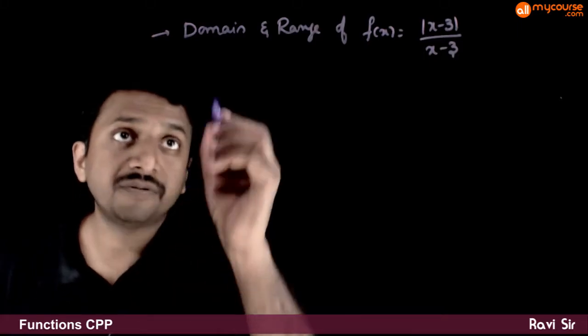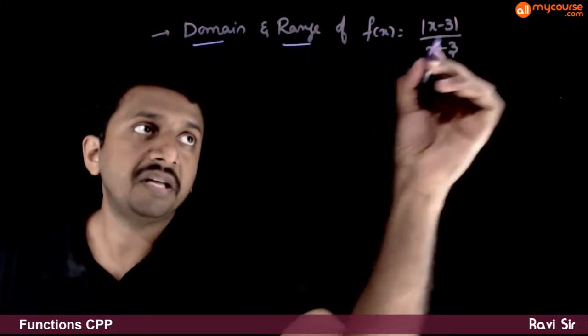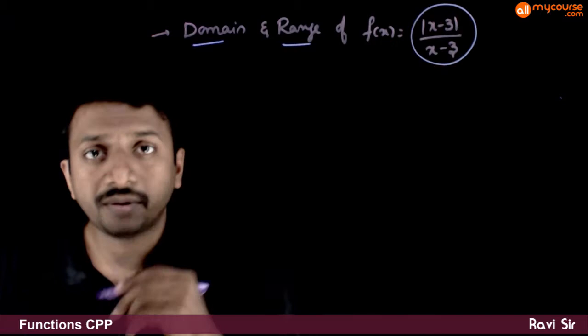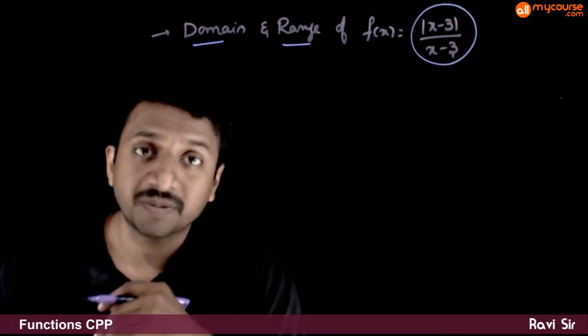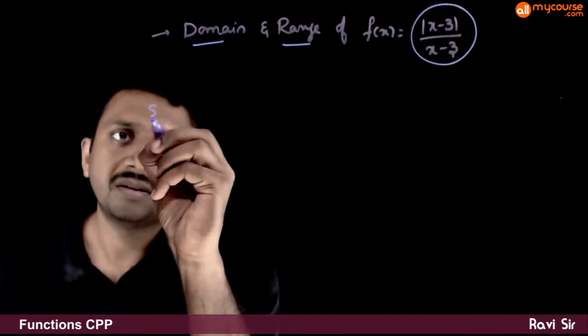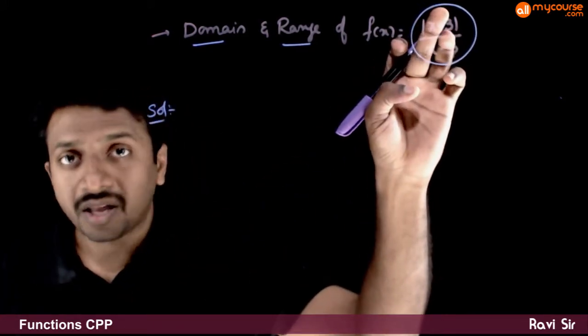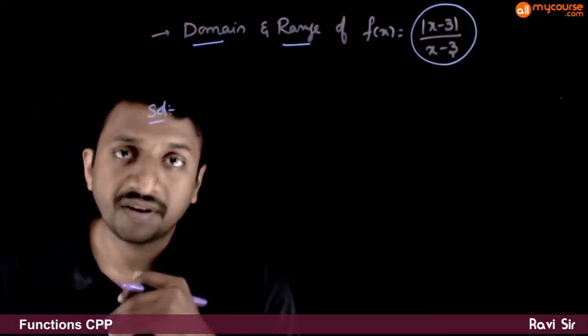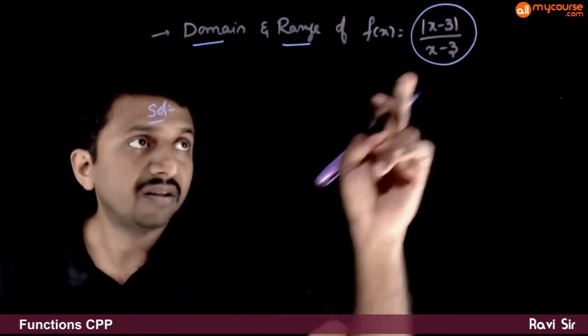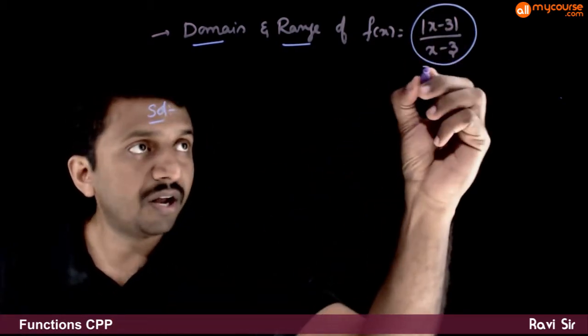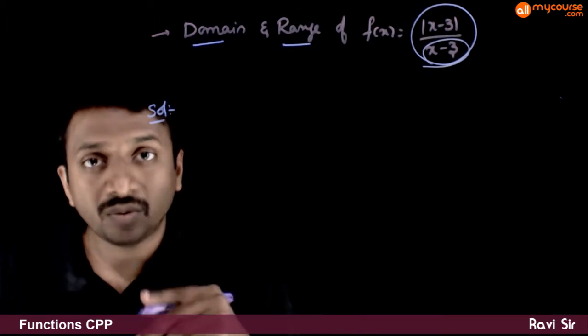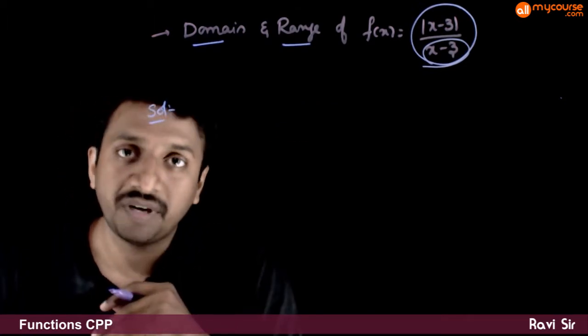In this question you are asked to find the domain and range of f of x is equal to modulus of x minus 3 by x minus 3. So mod x minus 3 is defined for all x, x minus 3 is also defined for all x. But in this function, if the denominator is equal to 0, then the function will not be defined.